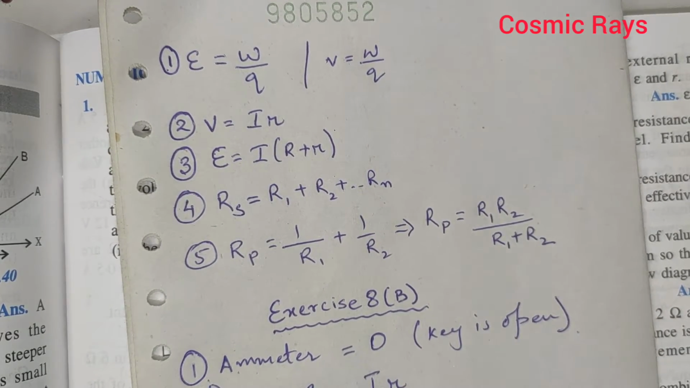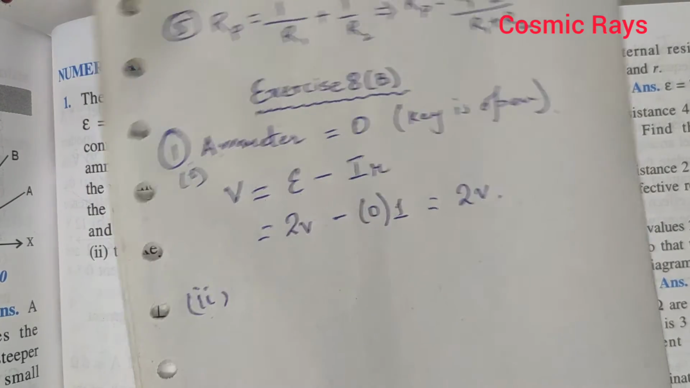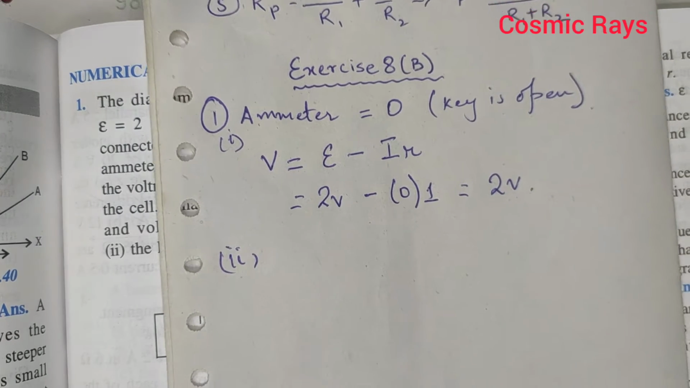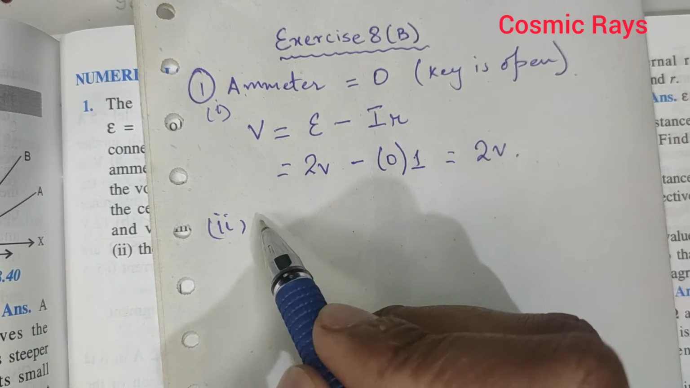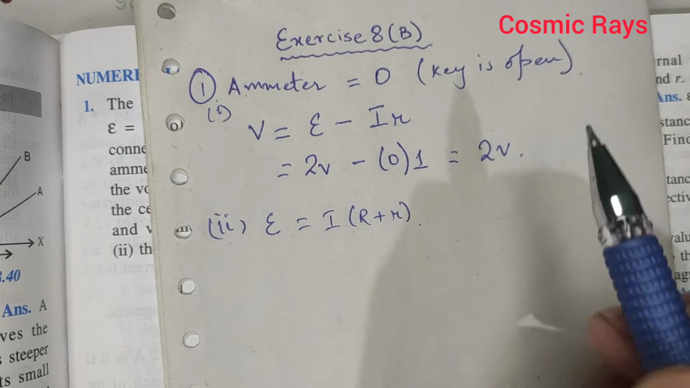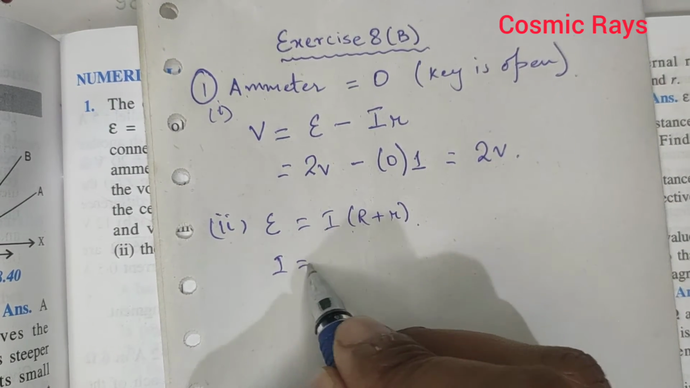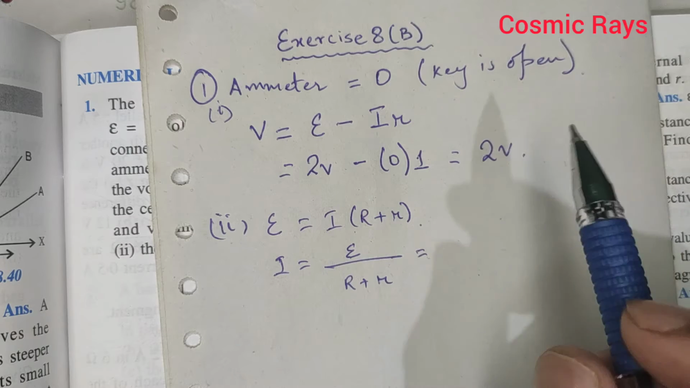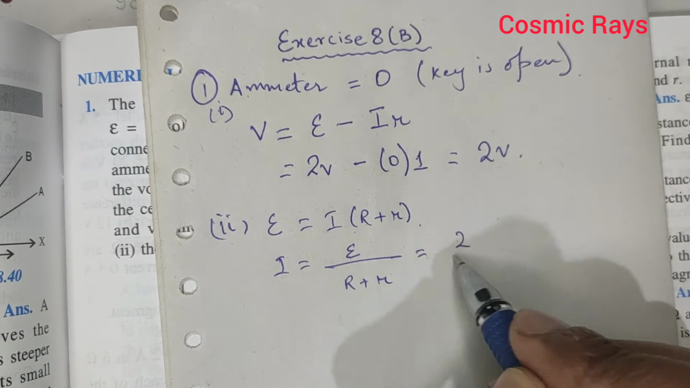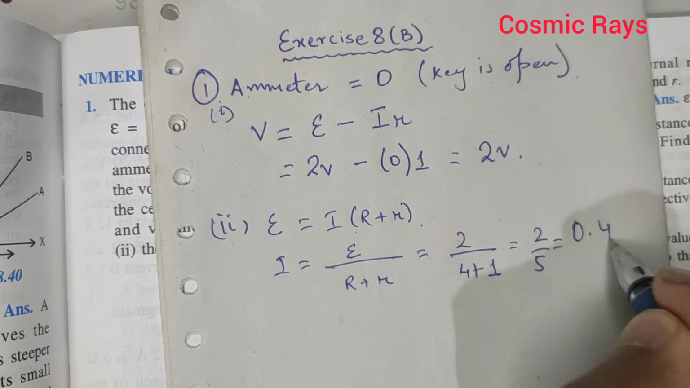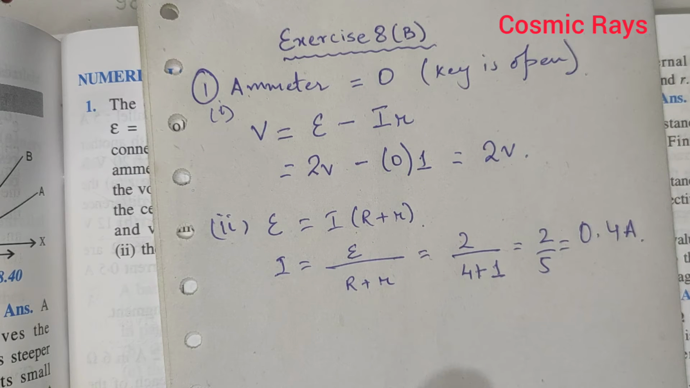Now for the second part, it says when the key is closed. So when the key is closed, EMF is given as I into R plus r. This is the formula that we use. So from here we can find out the current as current is equal to EMF upon sum of the external and internal resistances. So now if we put the value, that is 2 divided by 4 plus 1, that is 2 by 5, 0.4 ampere. This is the value of the current, or the reading that will be shown in the ammeter.